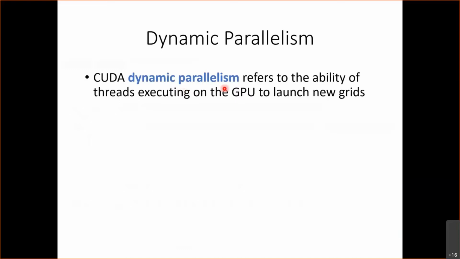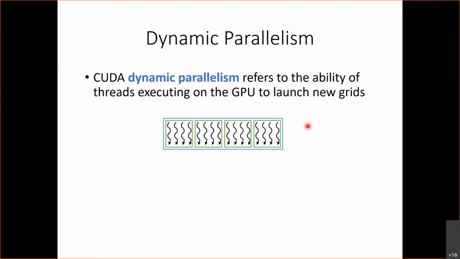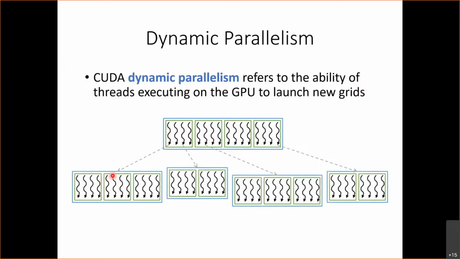CUDA dynamic parallelism refers to the ability of threads that are executing on the GPU to launch new grids to run on the GPU. So if I have a grid of threads, and these threads are running on the GPU, any one of these threads could itself go and launch another grid of threads. Okay, now why would I want to do that? Why would I want to have a thread that's running on the GPU be able to launch another grid?